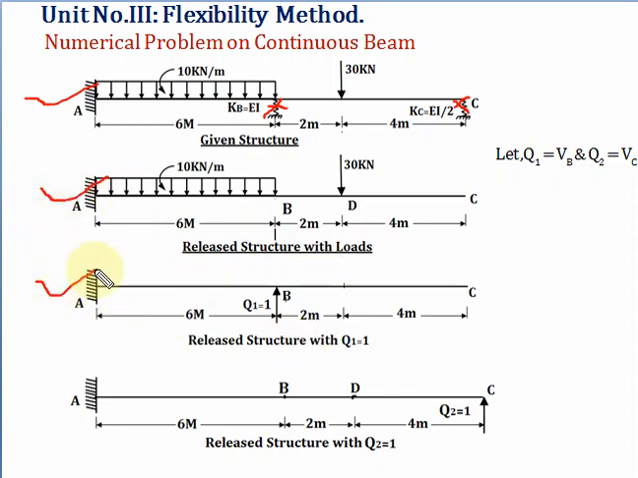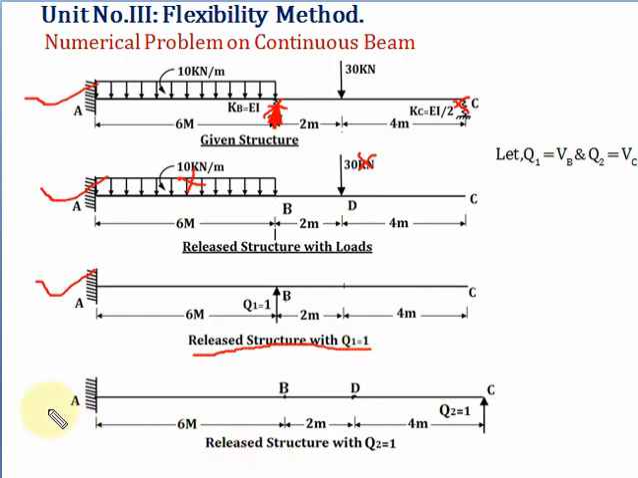Now in figure number 3, our first unknown is vertical reaction at B. So we will apply the unit load, that is Q1 equal to 1 at support B, along with the given loads, that is UDL as well as point load. So we call it the release structure with Q1 equal to 1.